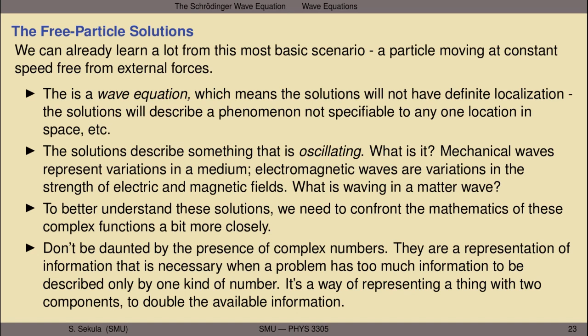And to really understand that, we need to take a look at complex numbers and a little bit of the algebra related to complex numbers. But basically, complex numbers just double the available amount of information you can store in a single number. That's all they do.